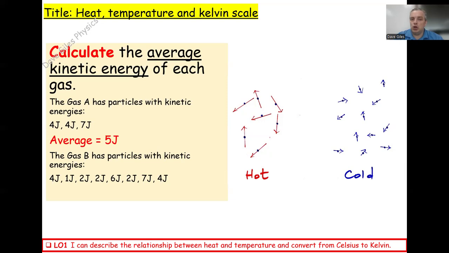The second one's got a lot more particles, and the total energy of the cold particles is more, but it's colder, because the average energy is less. The average is only about 3.5 joules for the second set.